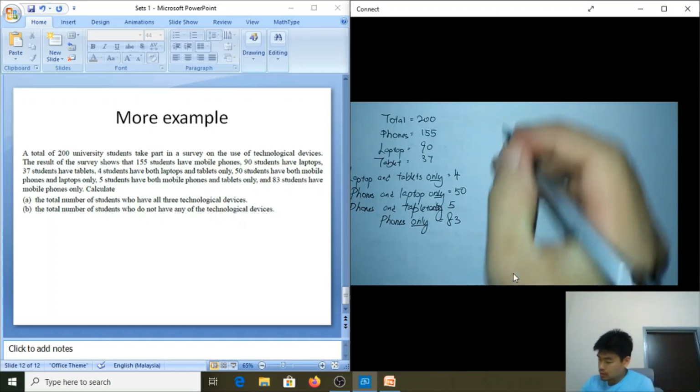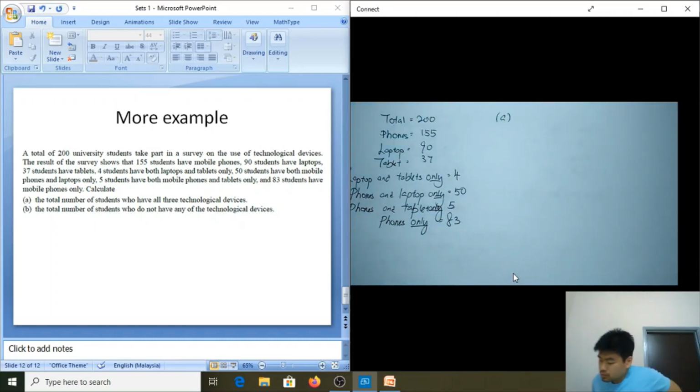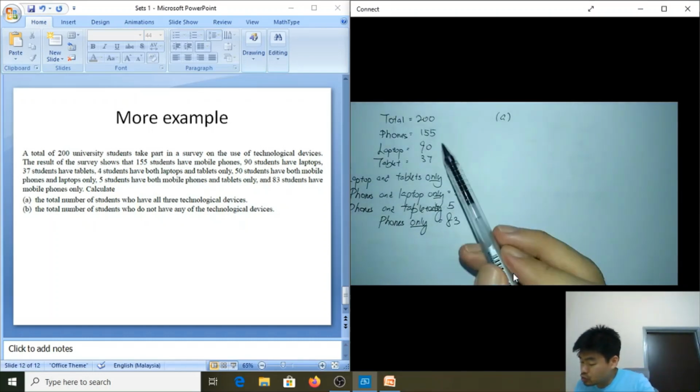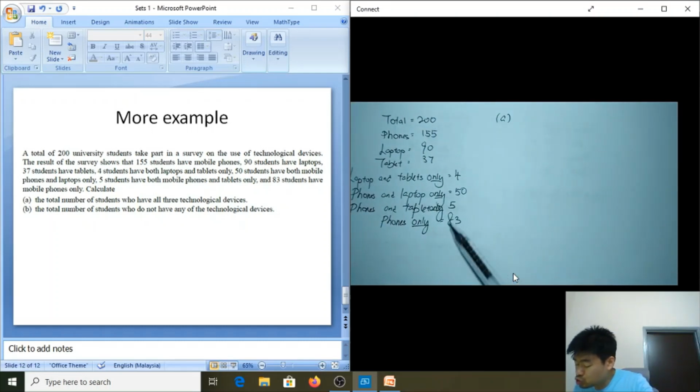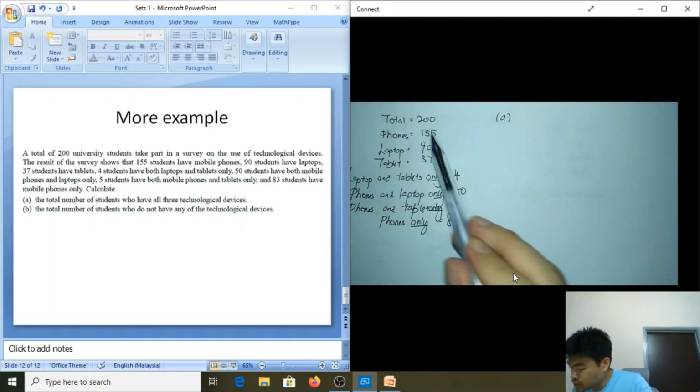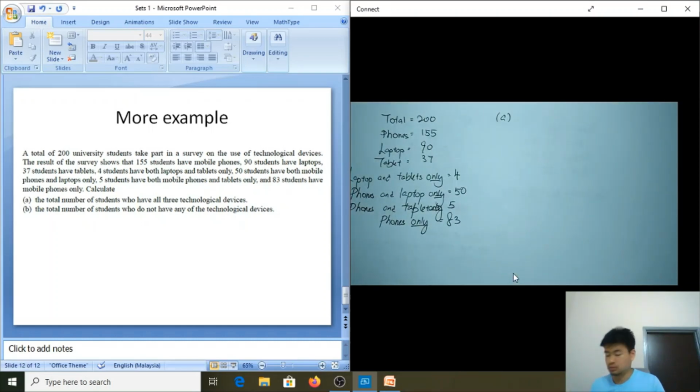Now, let's look at A. The total number of the students who have all the 3 technological devices. Okay, again, you may be tempted to add up all the numbers here. I can assure you the number will be way over the 200 already, right? Which is wrong. So you have to draw the Venn diagram to help you, right?